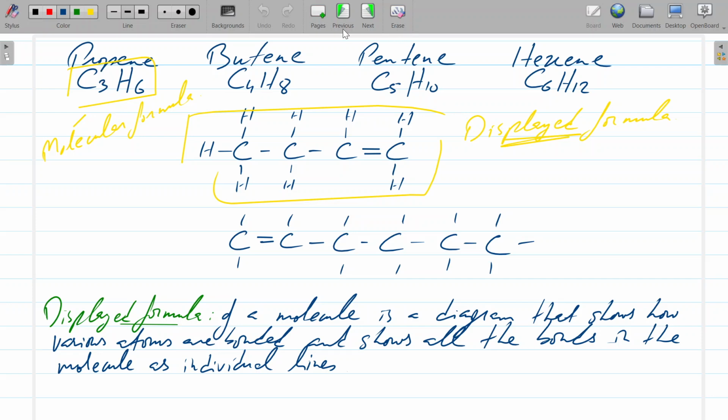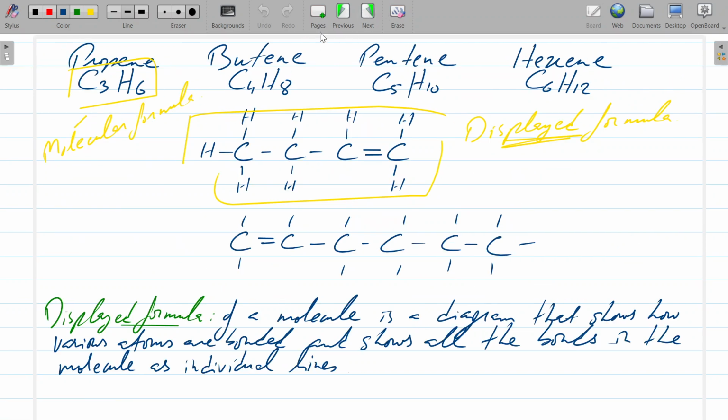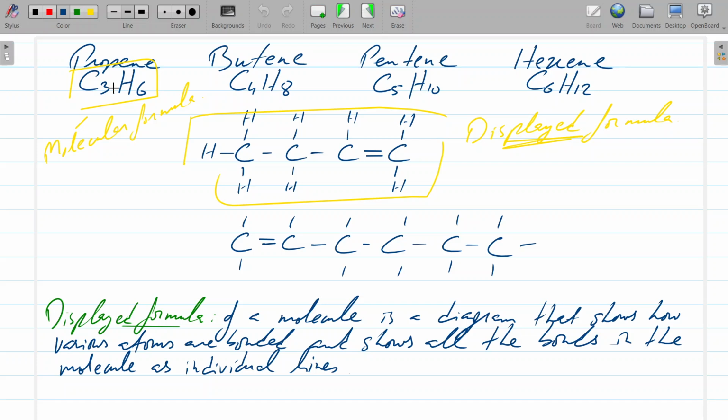So this is a homologous series, just like alkanes. And you start with ethene because you can't have a methene. You need a double bond, and so you need two carbons at least. And then you've got propene, butene, pentene, hexene. Now the book only goes up till butene, but there's no harm in going up till carbon number 6.